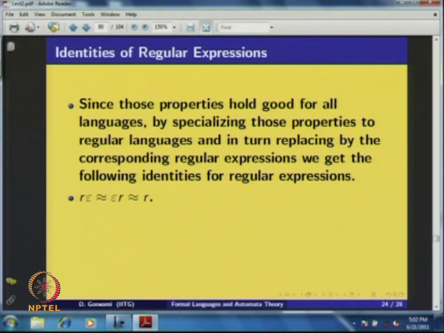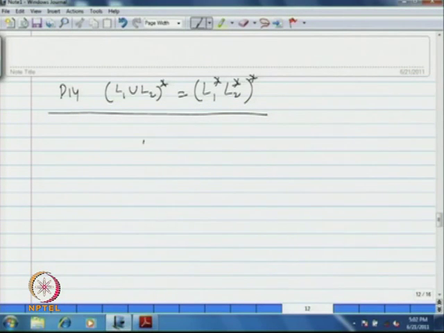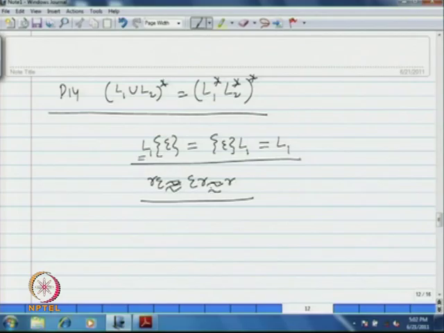R epsilon is equivalent to epsilon R, which is equivalent to R. That means, we have considered the property L1 concatenation with epsilon is equal to epsilon concatenation with L1, which is exactly L1. So, suppose R is a regular expression for L1 and epsilon is a regular expression for the singleton epsilon, this is equivalent to the singleton epsilon, and the corresponding regular expression for L1 is R, this is equivalent to R. So, this equivalence we have got from the properties of languages.